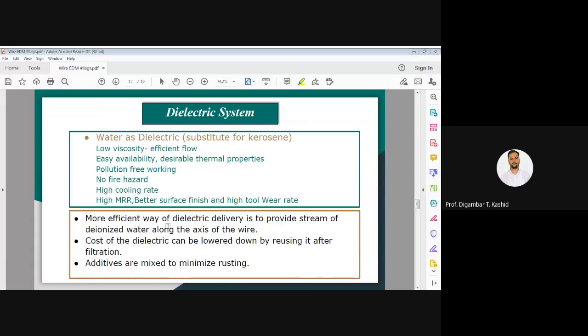Now write down this dielectric system also. This is again an important point. You know that kerosene was used as a dielectric fluid in case of EDM, but here deionized water is used as a dielectric. So as a substitute for kerosene, here we are using deionized water.